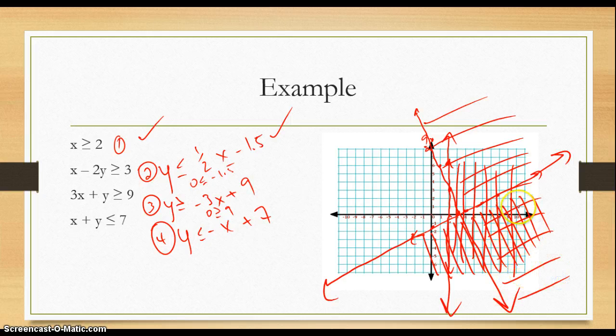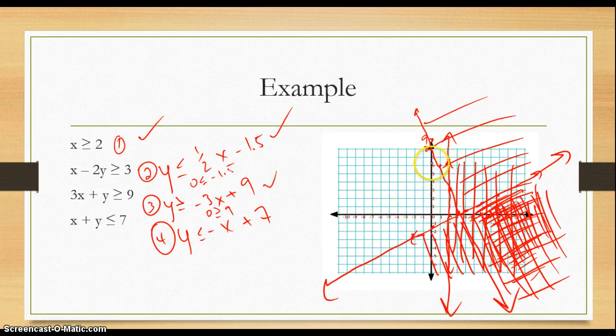So as of right now, my only solution is what I have right in here, in this area right here, because x is greater than 2, which is over here, and then we have to shade below this line prior, and now we're shading above this line. So right here is my solution to this point. Okay, right. So then we got to put this last line in there.